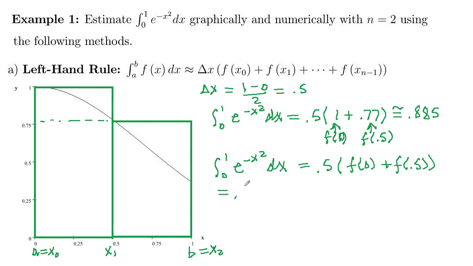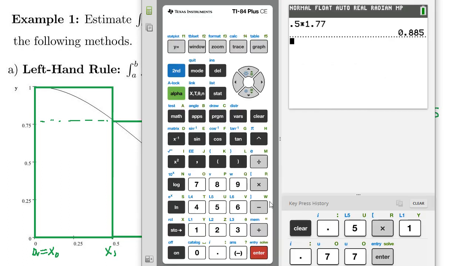And that's going to be 0.5 times f at 0. Here's our function f. So we plug in 0, e to the negative of 0 squared, plus f at 0.5, e to the negative of 0.5 squared. And that'll give us a better estimate. So let's go ahead and plug those in.